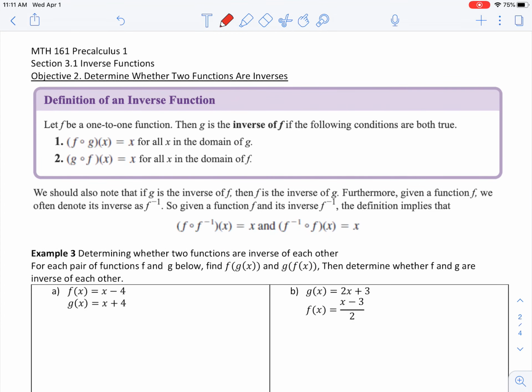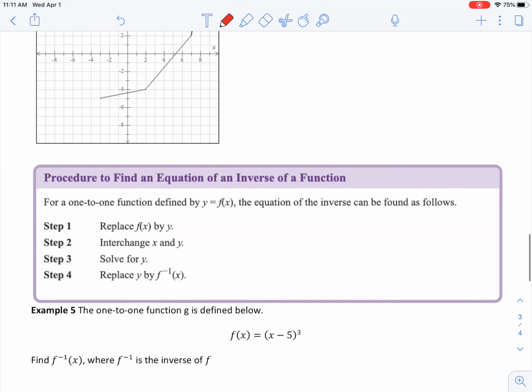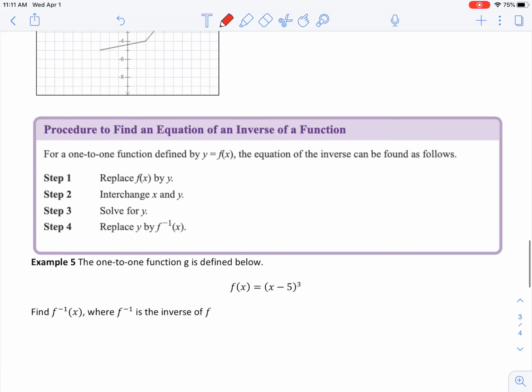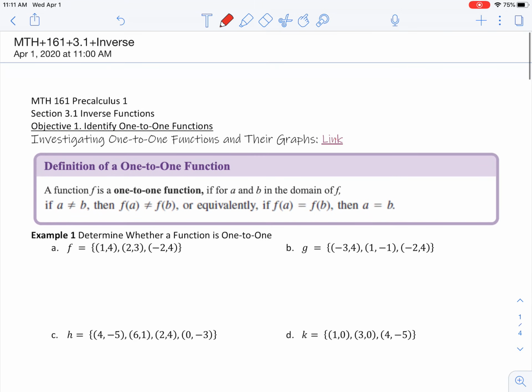What are we doing? Well, determining whether two functions are inverses, and given a function, we're going to try to write an inverse function, okay? But first, let's talk about one-to-one functions. I have a definition of one-to-one function right here, but first, let's click on this link to investigate what one-to-one functions look like by looking at their graphs.